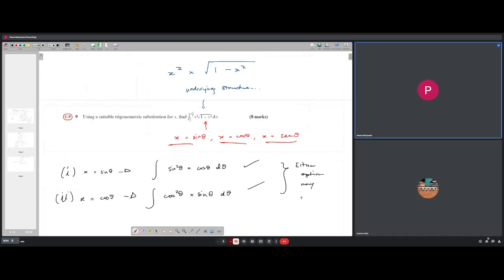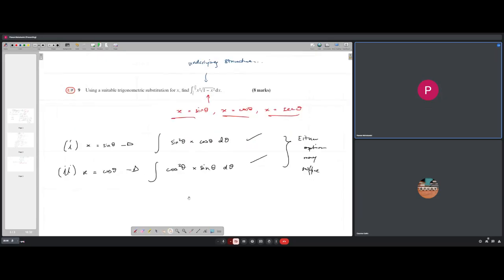Notice one thing. Notice I'm not actually solving. I'm just checking if the integral looks solvable. That's really important to note as well. If you have x is equal to sec theta, let's check if that's solvable. So you would have sec squared theta tan theta. You know what? That is solvable as well.